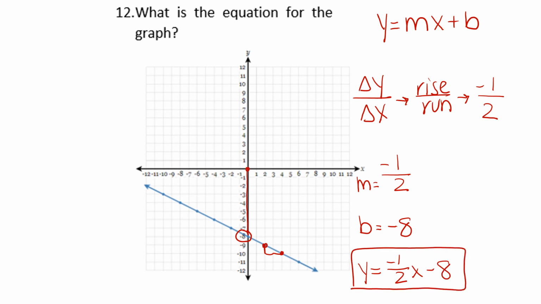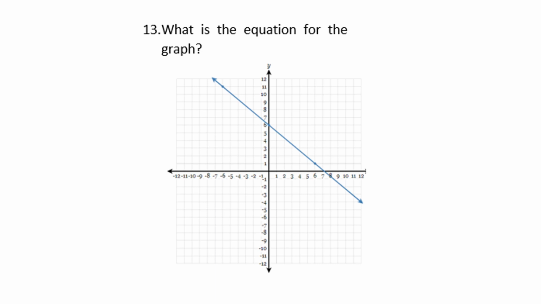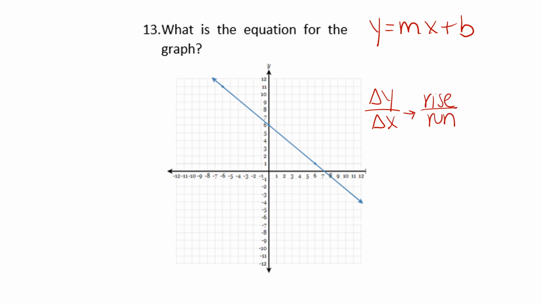For number 13, we're going to write the equation of the graph in slope-intercept form, y equals mx plus b. Remember, the rate of change, the slope, is always set up as a fraction, the change in y over the change in x, or called the rise over the run. Picking out 2 points that we can read clearly, we can read this one up here, and we can read this one here down at the bottom.